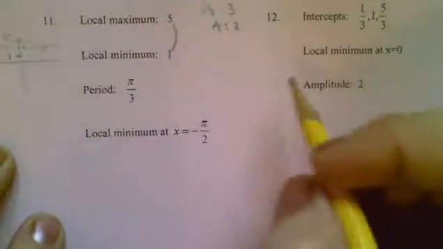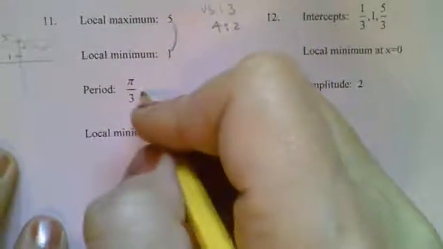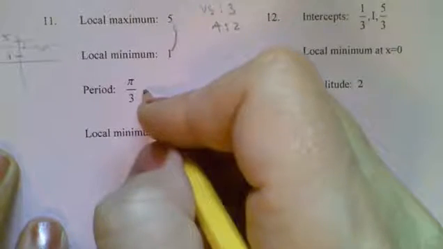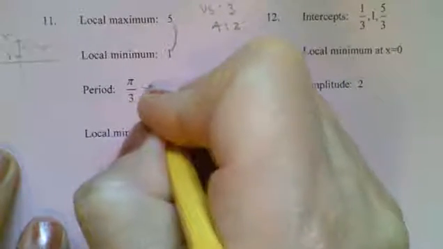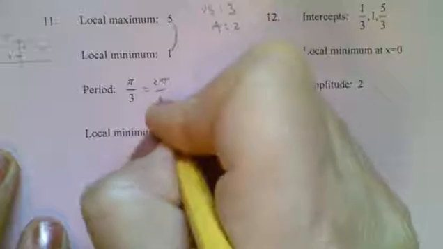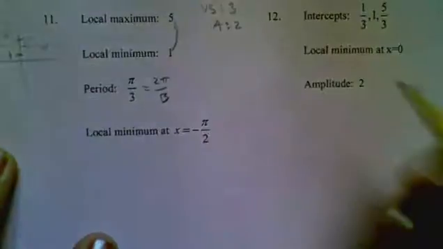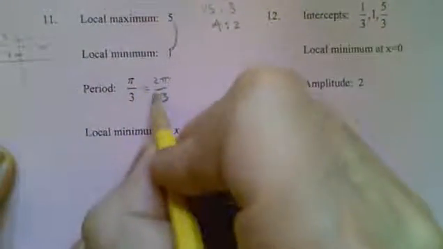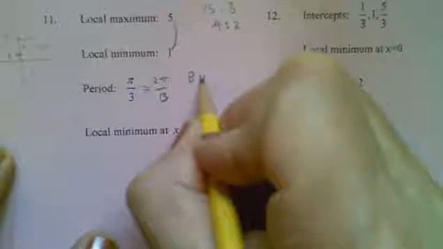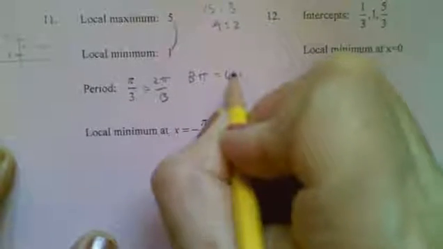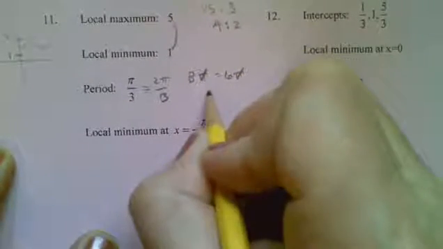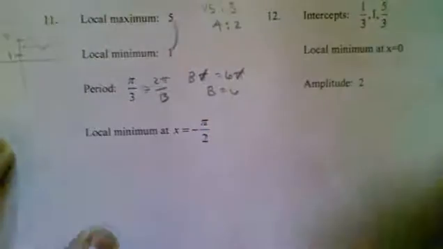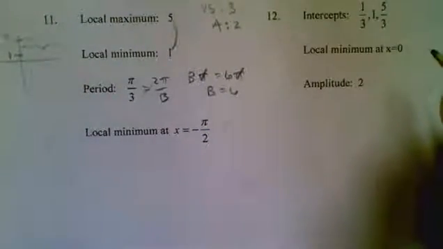Alright, so then down here, this information, it says the period. Well, if the period is pi over 3, I can set that equal to 2 pi over b, and I can solve for b. So when I solve for b, I cross multiply. b times pi equals 6 pi. When I divide by pi, I get b is 6. Alright, so I've got a b value of 6.